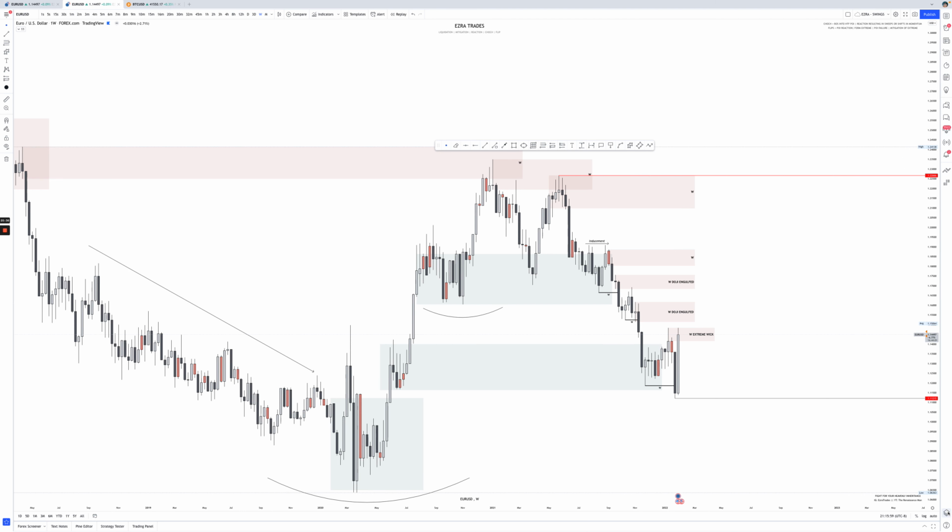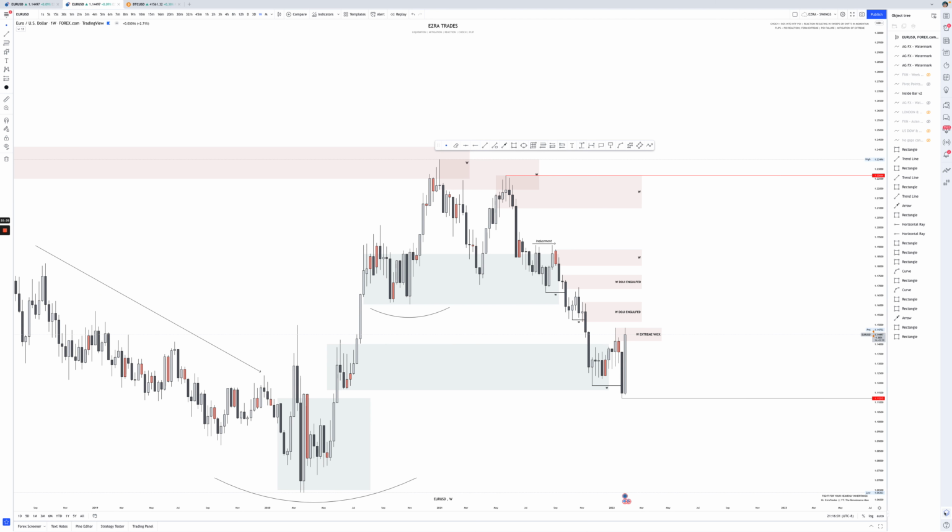Now you have this on your screen too. If you go to the bottom right, you have an object tree. This object tree allows you to organize everything that you're doing.